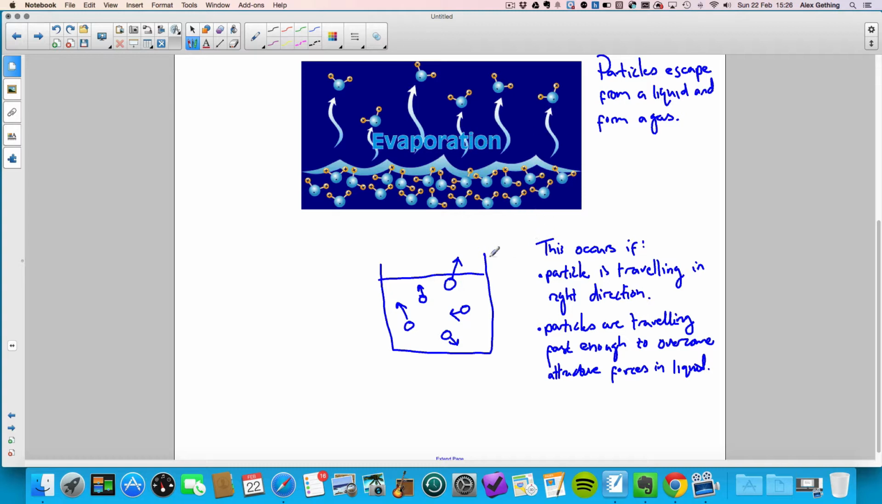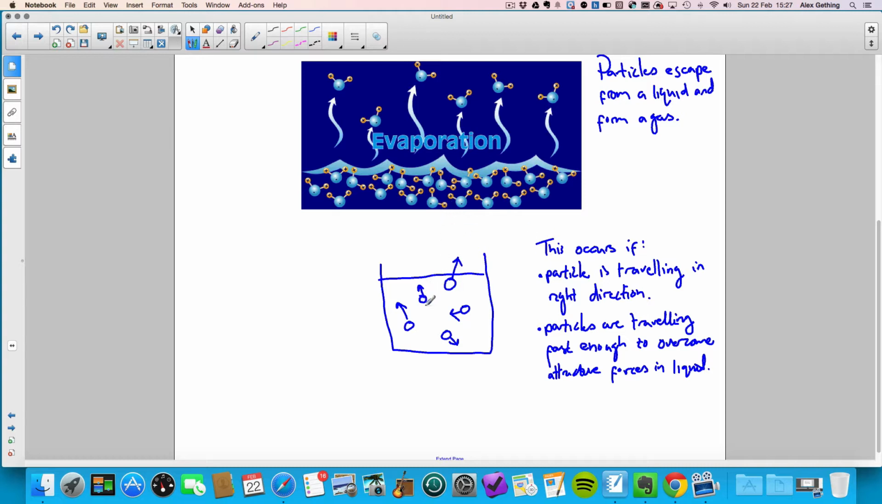So evaporation will occur only if these two things are correct. First of all, the particle in question, if you're looking at one of these particles, they have to happen to be travelling in the right direction, remembering they can be whizzing around all over the place. So taking this particle there, for example, even if it's travelling fast enough and has enough energy, the fact that it happens to be whizzing this way means it's never going to evaporate. It's never going to break out of those attractive forces from the rest of the liquid.